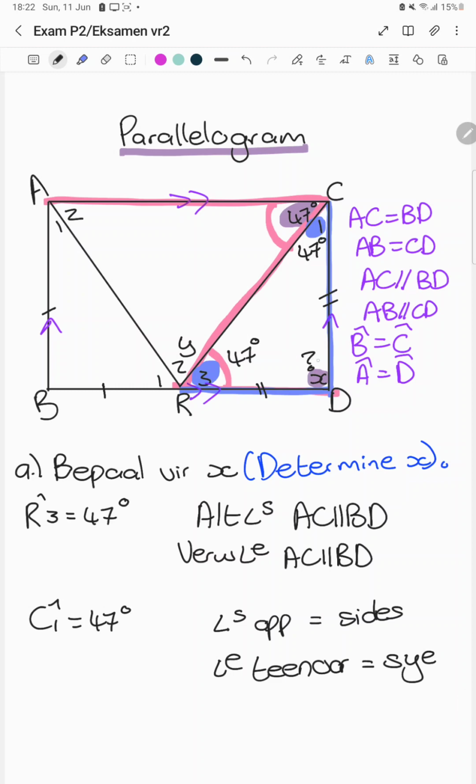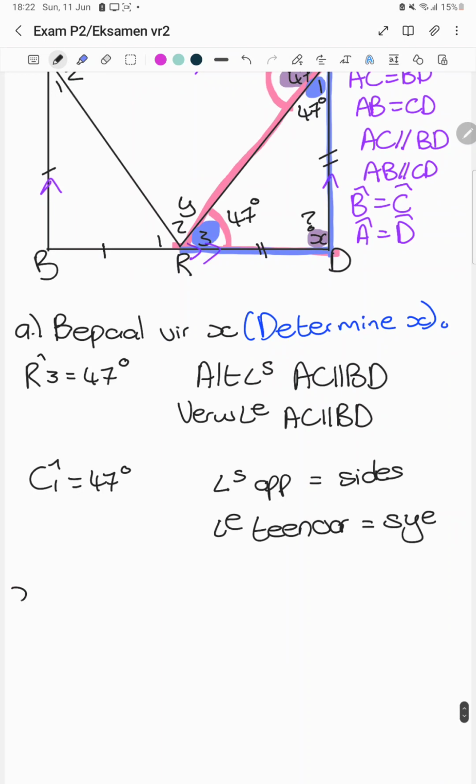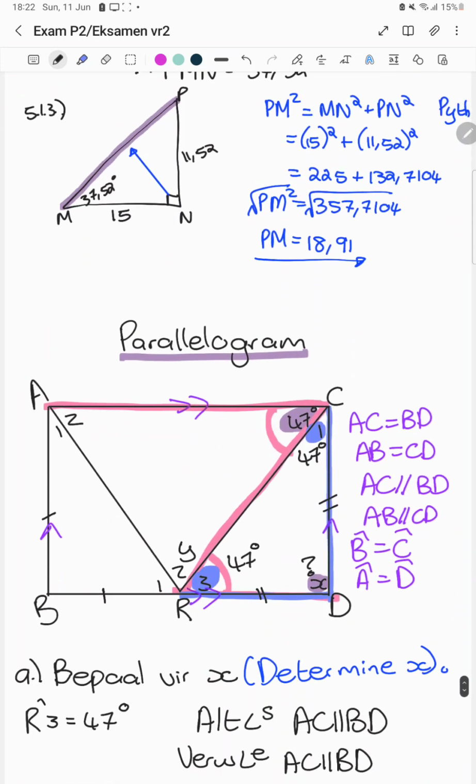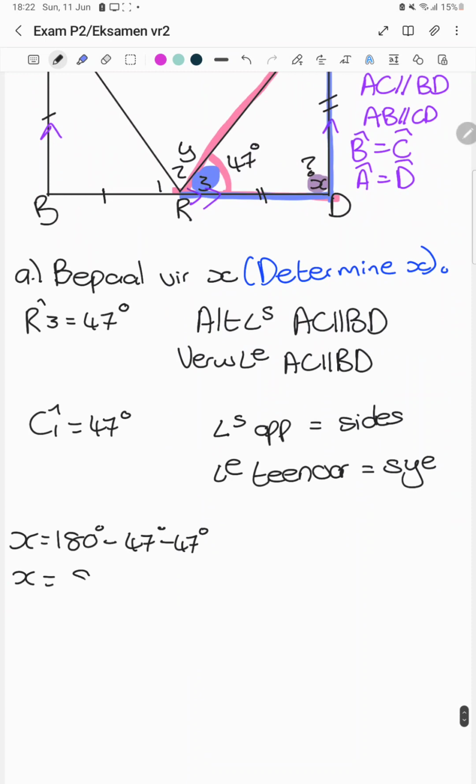So how can I calculate X? Well, RCD is a triangle. So it means that X is equal to 180 degrees minus 47 minus 47, which gives me X is 86 degrees. My reason would be interior angles of a triangle.